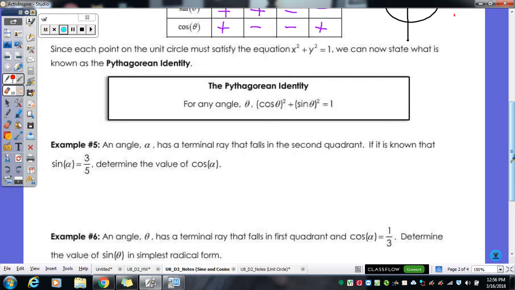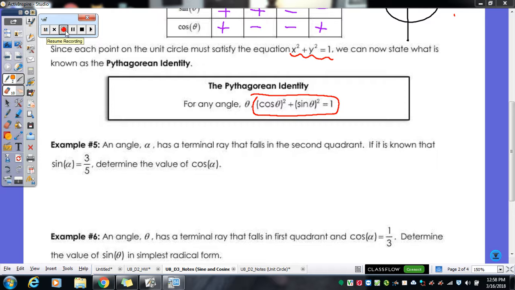So going back to the equation of our circle, our unit circle's equation is x squared plus y squared equals 1. So now that we know what x and y stand for, we can change it into our Pythagorean identity of cosine squared plus sine squared equals 1. Since x is cosine, y is sine, cosine squared plus sine squared equals 1, and that's our Pythagorean identity.